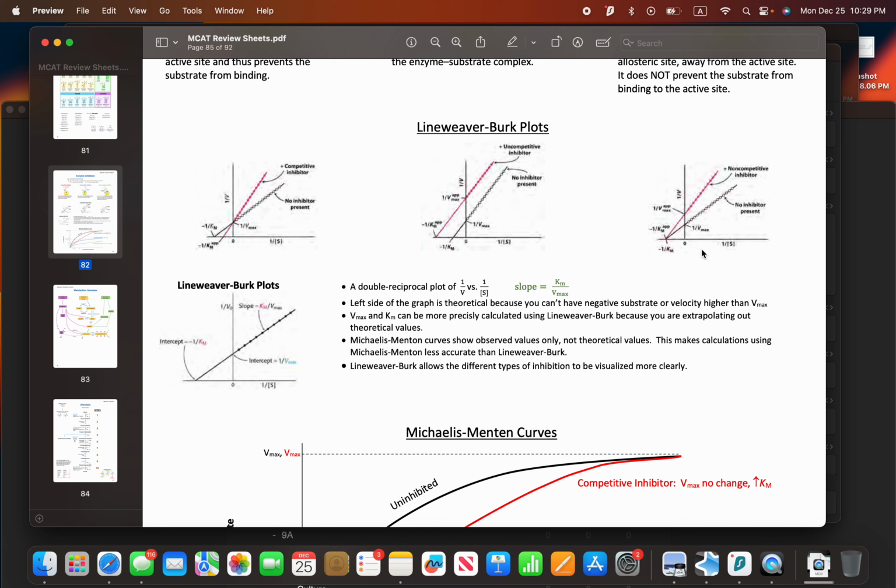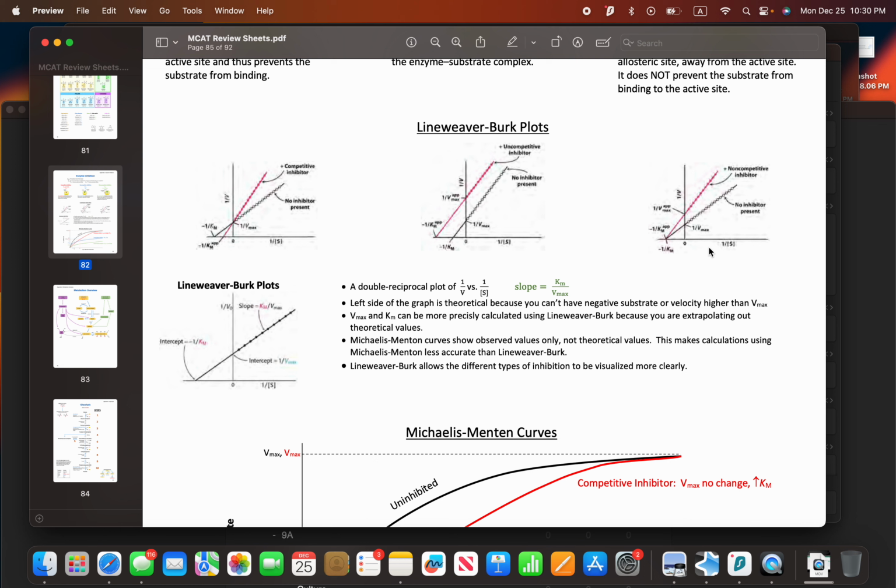Now for non-competitive, the Km is not changed. So on the 1 over Km axis on the x-axis, they both start from the same origin, but the Vmax is reduced for non-competitive. So because the Vmax is reduced, we want the bigger 1 over V line. And the slope makes sense to be Km over Vmax.